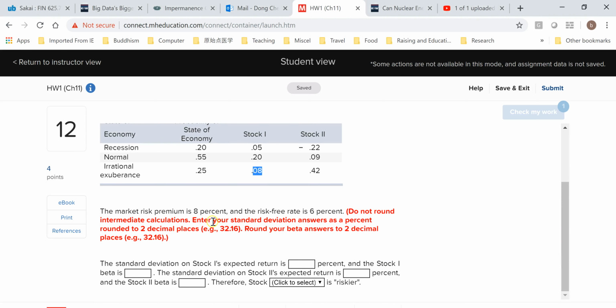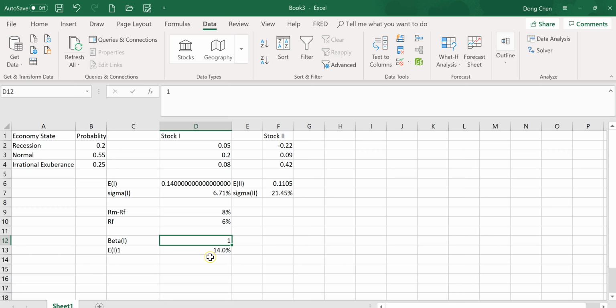And this is interesting, right? Because we know that the beta for the market as a whole equals 1. So that means stock 1 here actually has the same systematic risk, because beta is a measure of the systematic risk. The same systematic risk as the market. So that's the beta for stock 1.